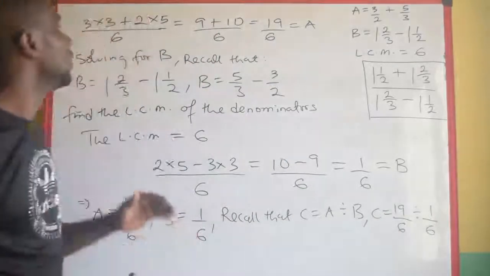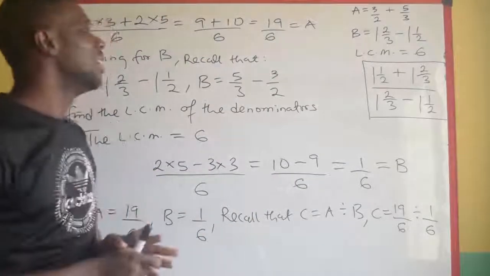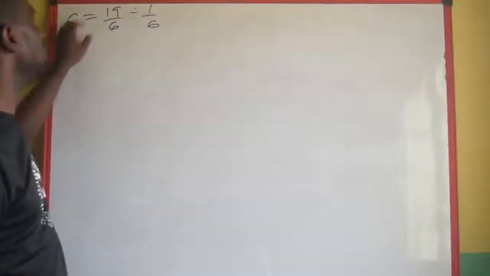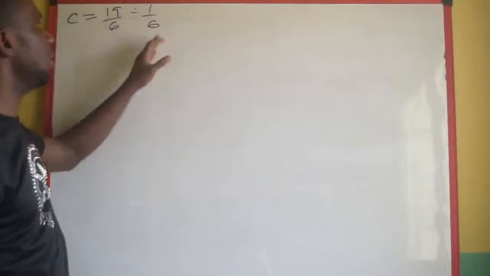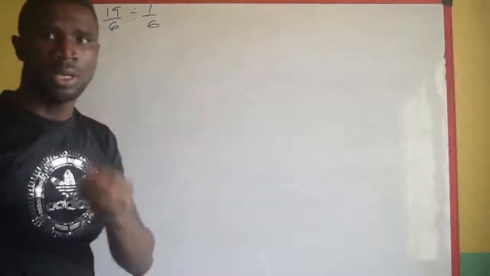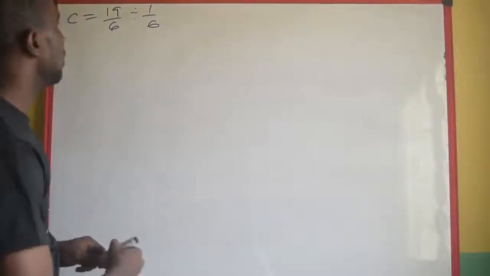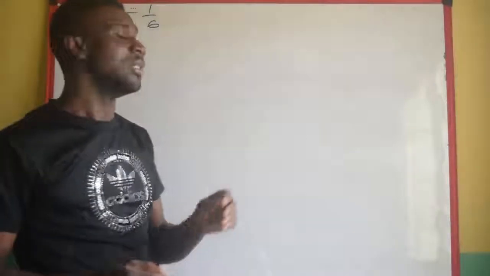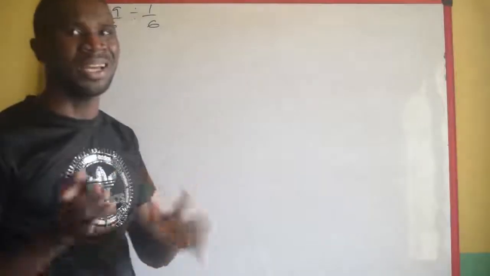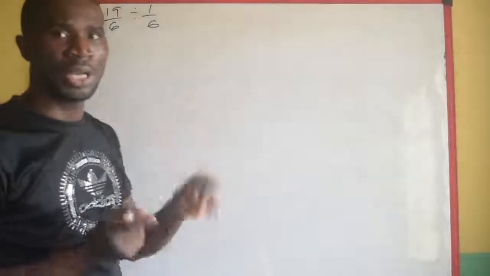So I will clean up the board a bit, to give room to this wonderful explanation. This is the C, which is 19 over 6 divided by 1 over 6. Our interest is to solve this part. The moment we have gotten the answer, we have gotten C. And you need to keep in mind that in maths, division changes to multiplication. Anytime you are handling fractions, division changes to multiplication through inversion.